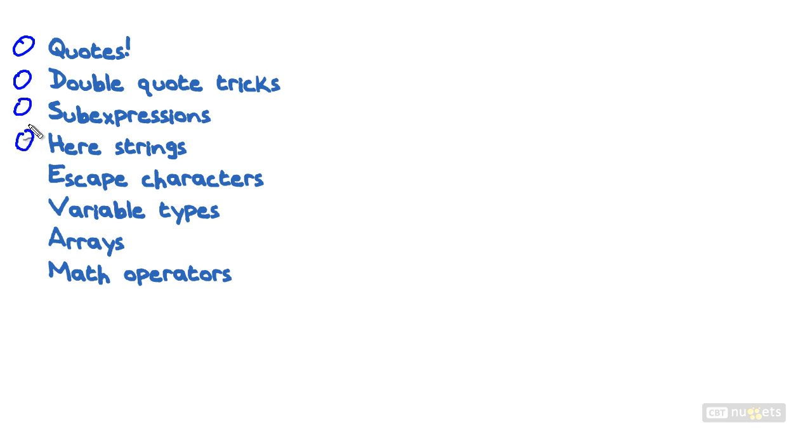We'll talk about here strings, which are basically gigantic blocks of string. I'll show you a couple good places where those are useful. We will get into PowerShell's escape character system. We'll talk about how to tell PowerShell what type of data you expect to be in a certain kind of variable or in a particular variable. And we'll talk about arrays, variables that contain more than one thing.